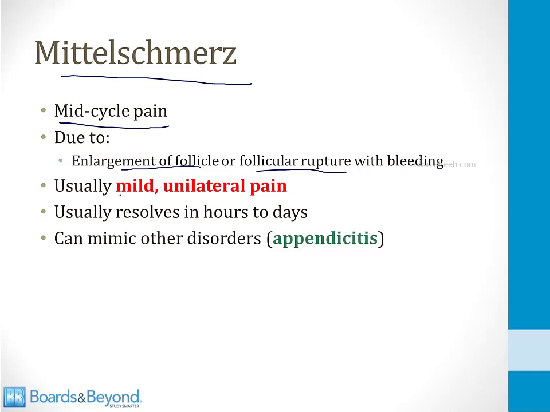It usually presents as mild unilateral abdominal pain. It's unilateral because it's on the side in which the ovary is enlarged or ruptured. The pain usually resolves in a few hours or days. This is generally a benign disorder. However, sometimes it can mimic other disorders and be confused with appendicitis.